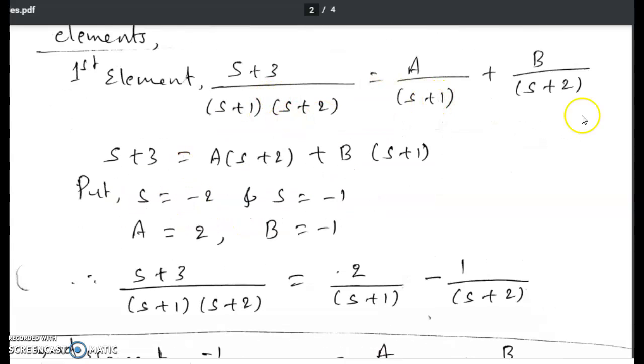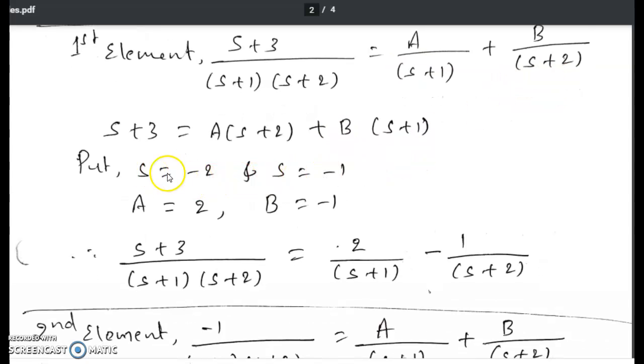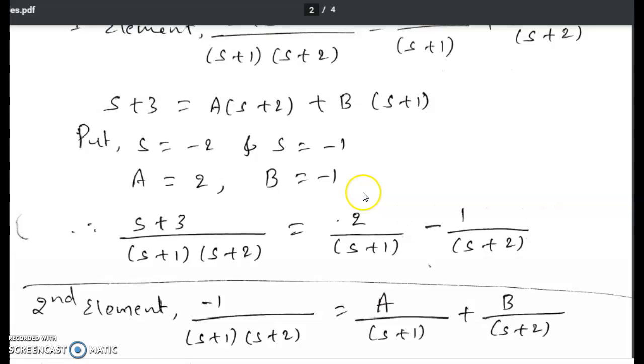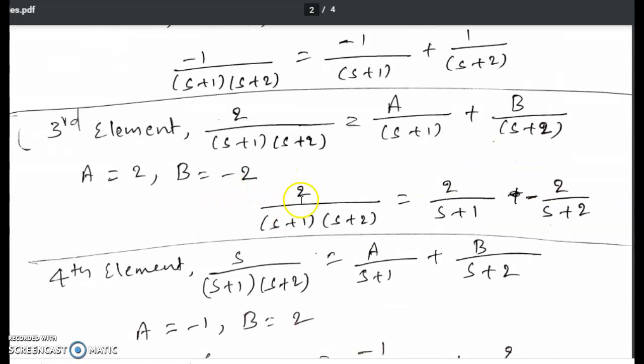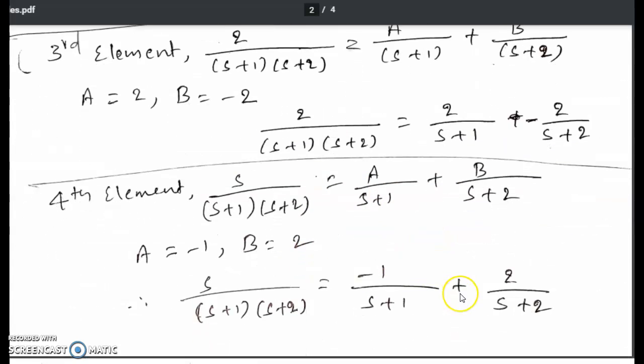S plus 3, s gets cancelled, s plus 3 is equal to a, and s plus 2 plus b into s plus 1. So put s is equal to minus 2 and minus 1, you will get the a value and the b value. So this is your first element, right? Next, similarly go for the second element, third element, and also for the fourth element.